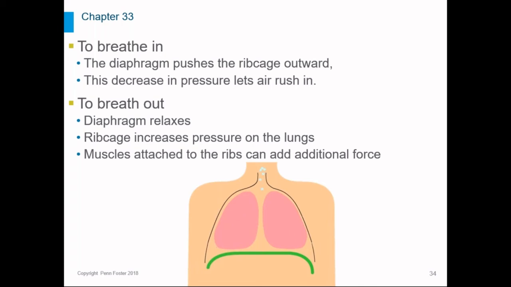Now we can breathe air in and out by changing the pressure in our lungs. So to breathe in, the diaphragm, which is that green line in this diagram, pushes the rib cage outward, which expands the chest, lowering the air pressure, giving more room for the lungs. This decrease of air pressure lets air rush in. Then when the diaphragm relaxes, the rib cage moves inward, increasing the pressure on the lungs and pushing air out. Then you also have muscles attached to the ribs, and those muscles can also squeeze in and apply additional force to get forced air out.